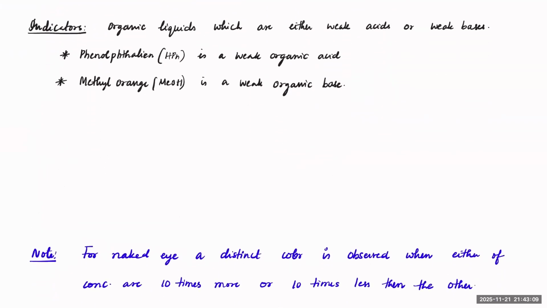Notice indicators themselves are actually acids and bases. So they themselves are weak acids and weak bases. Got it? But they are usually organically derived. So the most used indicators for us, in general, are phenolphthalein, which is a weak organic acid, and next, methyl orange, which is a weak organic base. Got it?